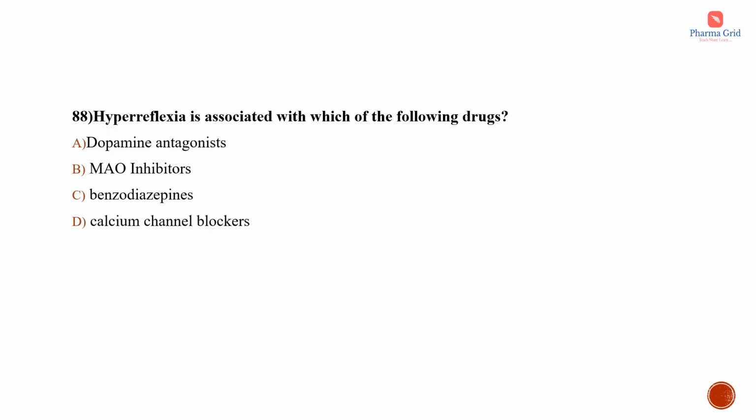Question number 88. Hyperreflexia is associated with which of the following drugs? The options are dopamine antagonists, MAO inhibitors, that is monoamine oxidase inhibitors, benzodiazepines, calcium channel blockers. So here the correct answer is option B, that is monoamine oxidase inhibitors.